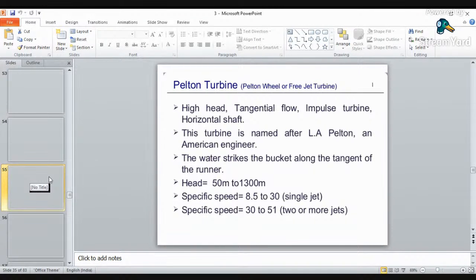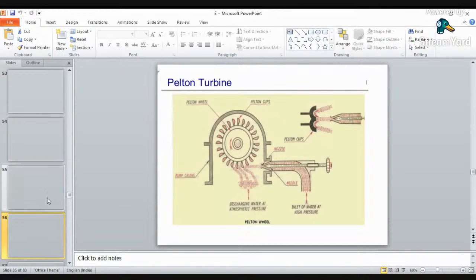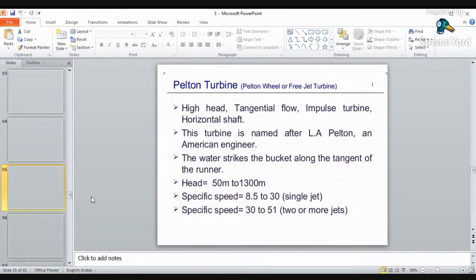It is used for water available at high heads. If your Pelton wheel turbine is located at high heads, then it will be more beneficial than at a lower altitude. It is a tangential flow type and impulse type turbine. This question may be asked in your exam: which type of turbine is it? It is a tangential flow, impulse turbine having a high head, and it is used to generate electricity in a hydroelectric power plant.